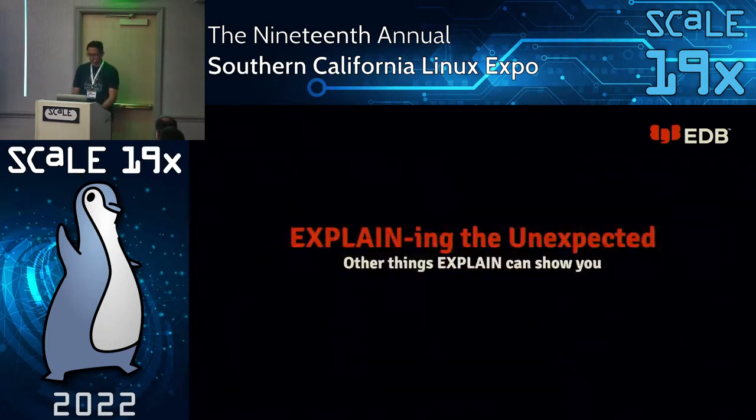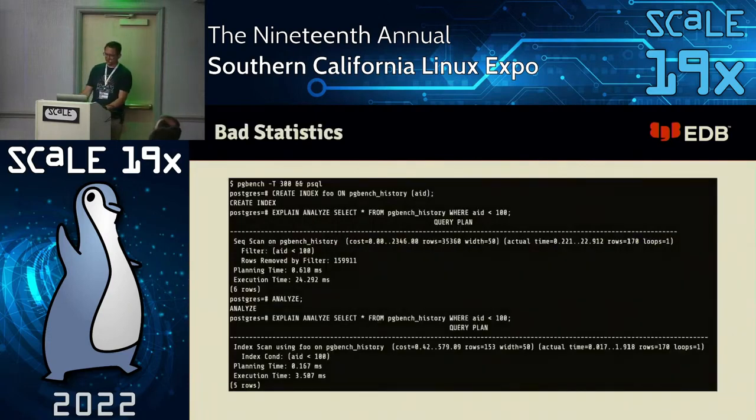Okay, all right. So this is the fun part, explaining the unexpected. Some real world non-trivial things that explain can do. One reason why you might be getting a slow query is probably because you have some bad statistics. In this example, when I do explain analyze on a query, I get an estimated 35,360 rows. But when I actually run it, I'm only getting 170.